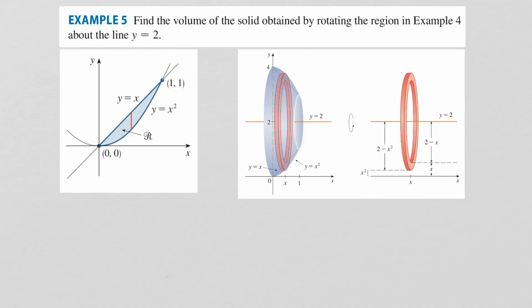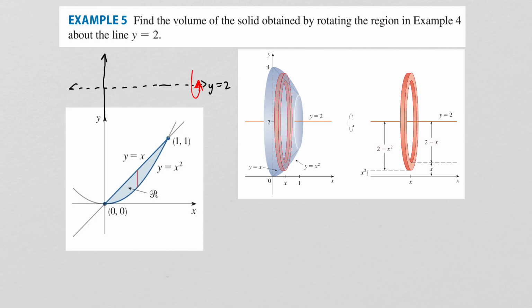So in the next example, let's find the volume of the solid obtained by rotating the region in the previous example about the line y equals 2. So here is the region from the previous example that we just did. Now what we're going to do is rotate this region around the line y equals 2, which is up here somewhere. So let me go ahead and bring y equals 2 into the picture. So here is y equals 2. So we are taking this region here and we are rotating it around that line.